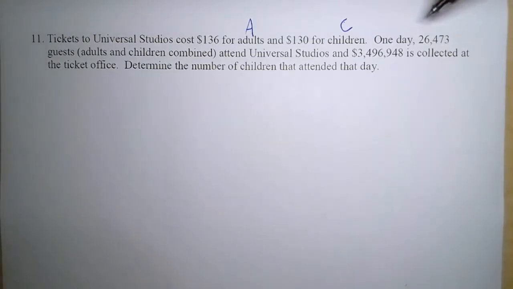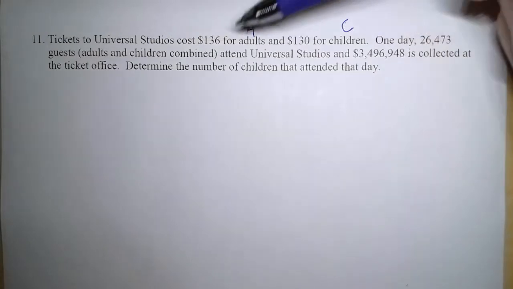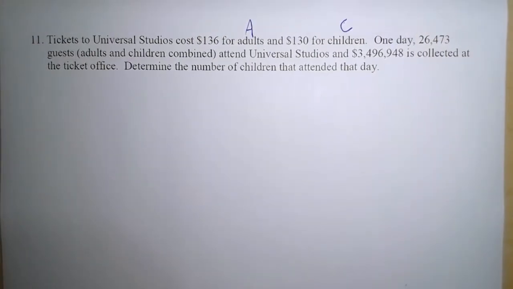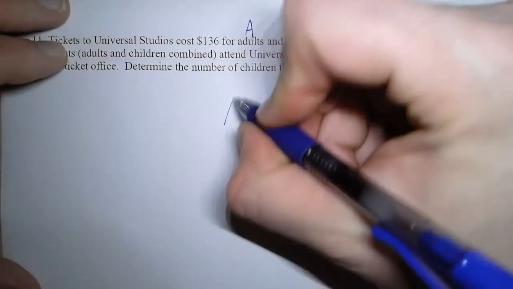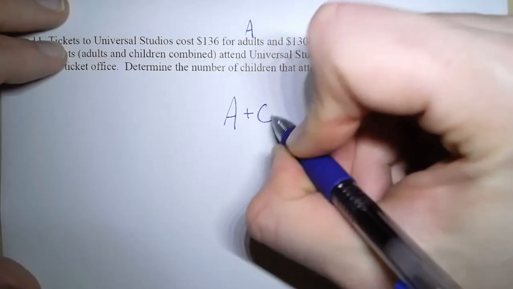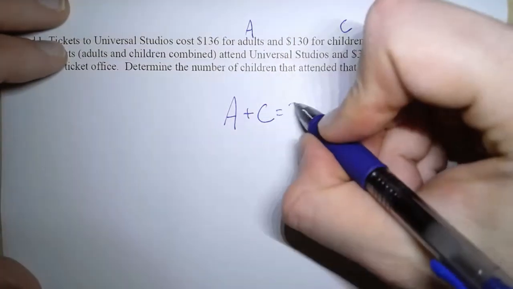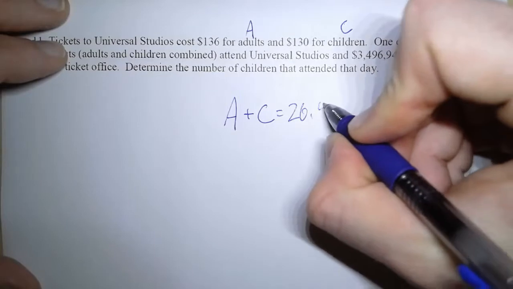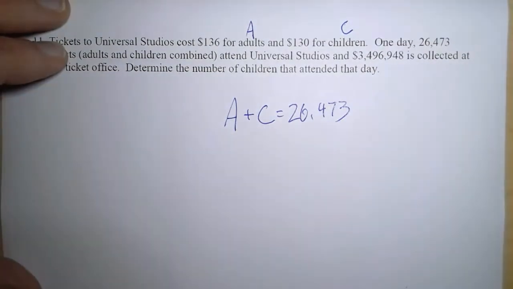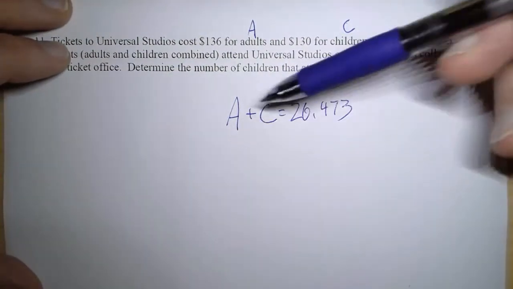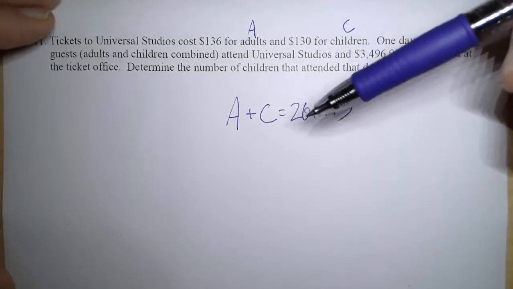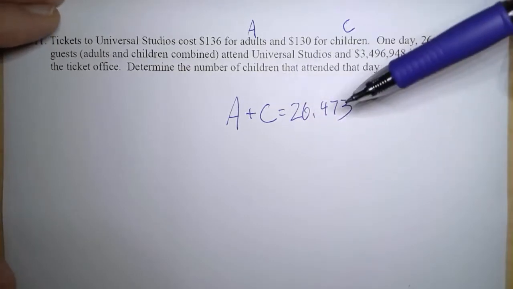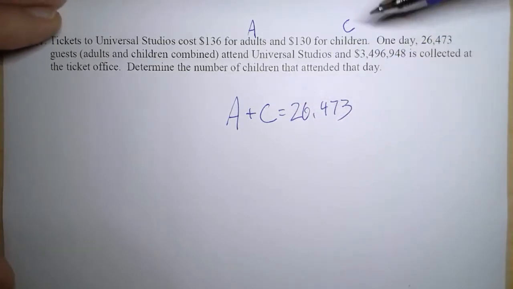So on one day, 26,473 guests, that is adults and children combined, attended Universal Studios. So that means whatever A is, if we add it to C, that gives us 26,473. Now that's one equation, but we have two variables. So this isn't solvable yet because when we have two variables, we need two equations. But let's keep reading.